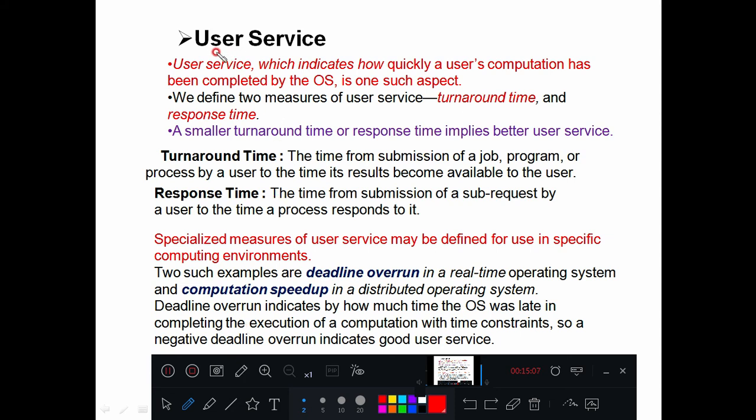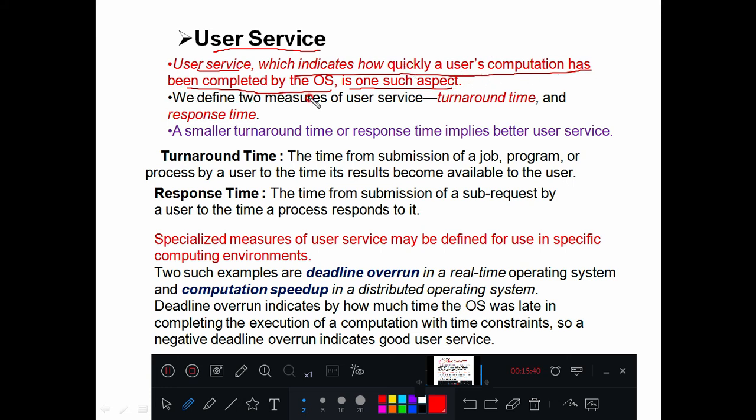The next topic is user service. What do you mean by user service? The user service, which indicates how quickly a user's computation has been completed by the operating system, is one such aspect. So what is user service? Whenever a user requests memory, the amount of time taken by the operating system to allocate that memory is user service, which indicates how quickly a user's computation has been completed.